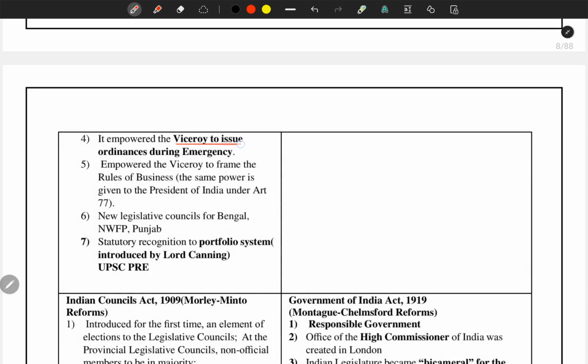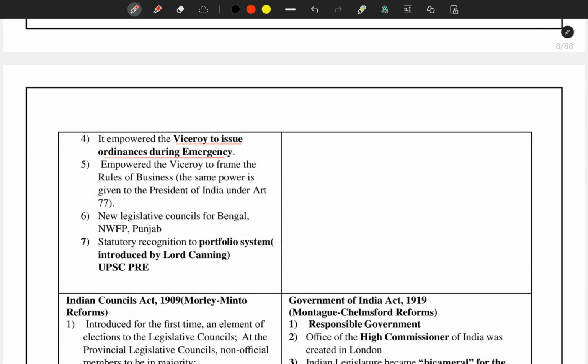The Indian Council Act of 1861 empowered the Viceroy to issue ordinances during emergency. It made a provision that if a situation arises when an emergency comes into the picture, then the Viceroy will be commanding the situation, and he will be issuing ordinances during emergency.